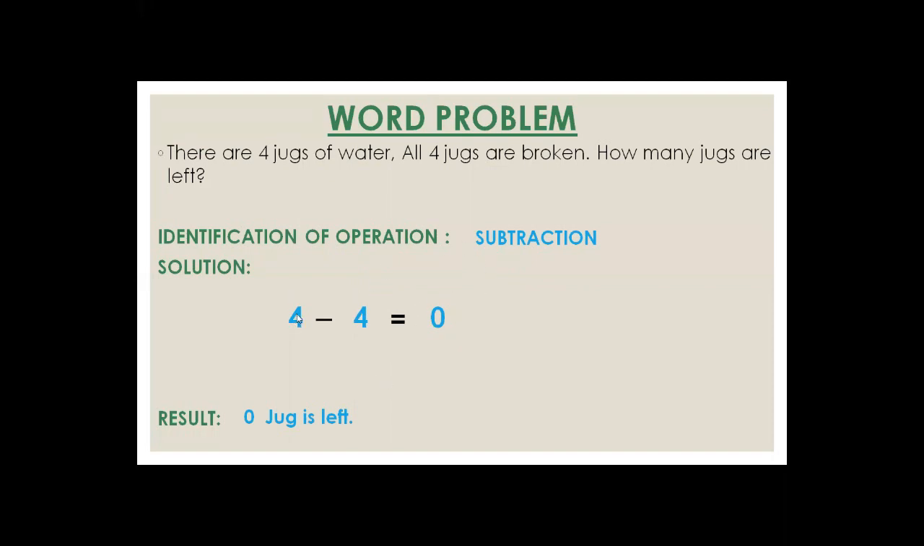It means if the numbers are the same, 4 minus 4, we get the answer 0. Any number, we can take any number. For example, 8 minus 8, it means the answer is 0. If the same number is subtracted, we get the answer 0.